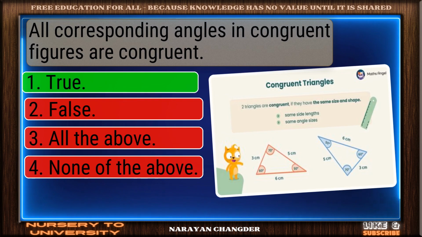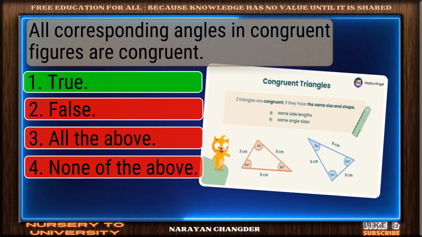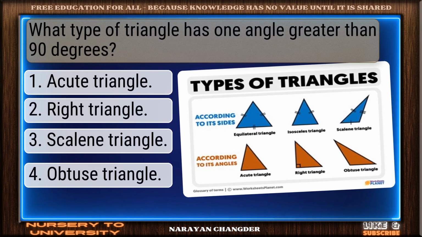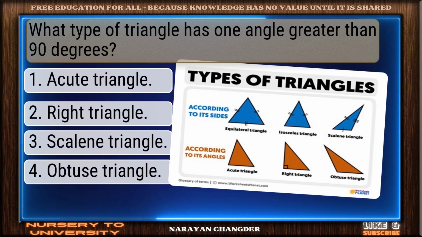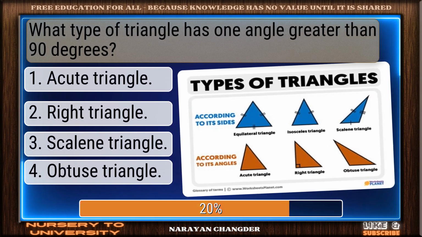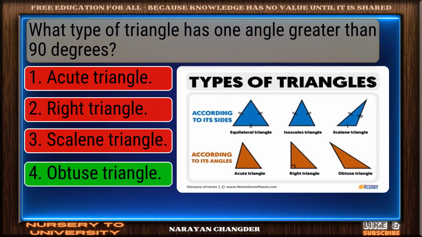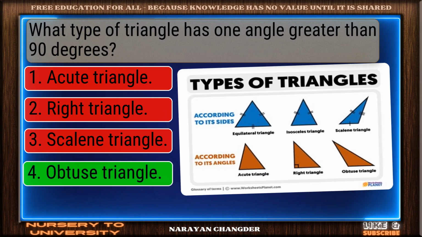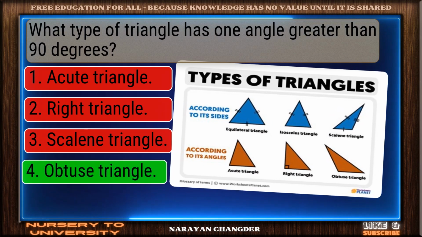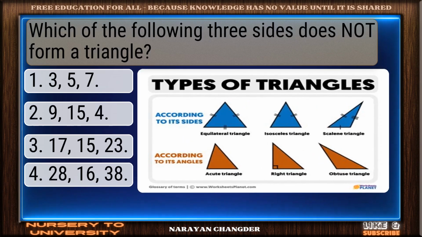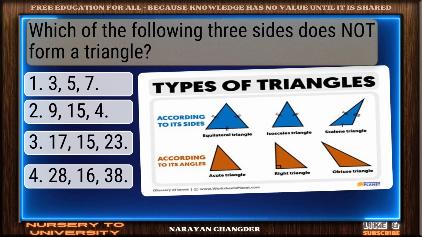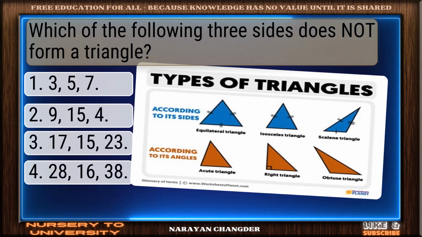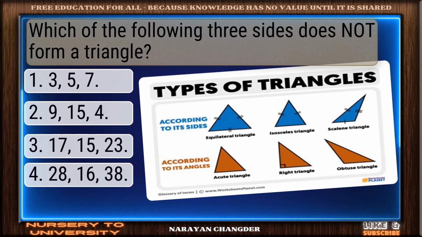Good job. Your answer true works well here. Question number 39. What type of triangle has one angle greater than 90 degrees? Exactly. Obtuse triangle makes sense, and it is the right choice. Question number 40. Which of the following 3 sides does not form a triangle?